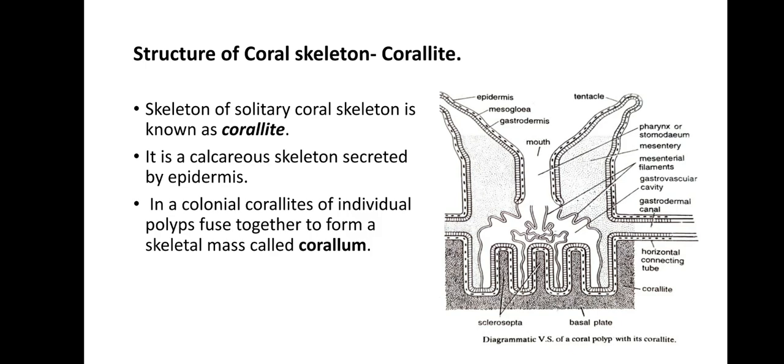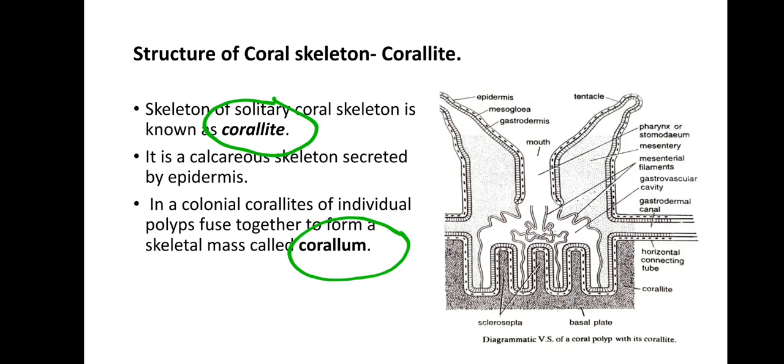Now let's try to understand the structure of the coral skeleton, that is the corallite. We are using two terms here. One is corallite, the other one is corallum. Now see, if one individual, one hydra-like, one sea anemone-like individual secretes an exoskeleton around its body, such an individual exoskeleton is called a corallite. Skeleton of one individual.